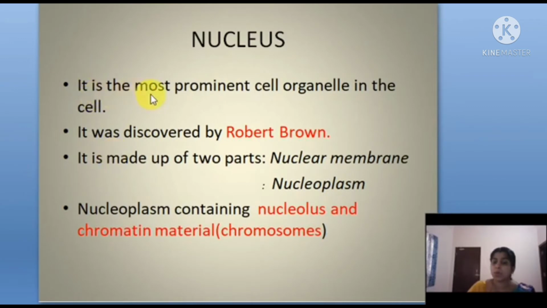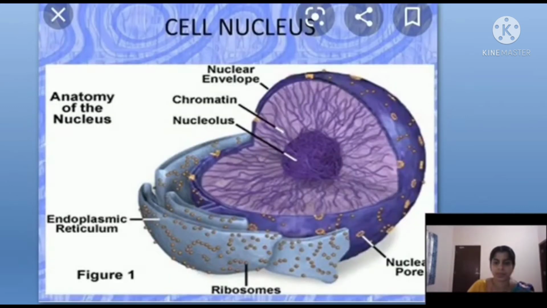It is the most prominent cell organelle in the cell, and it was discovered by Robert Brown. It is usually spherical or oval in shape. See, the nucleus is the brain of the cell. It controls all the reactions that occur in the cell. It regulates all functions of the cell, like your brain. You know that your brain controls all body functions.